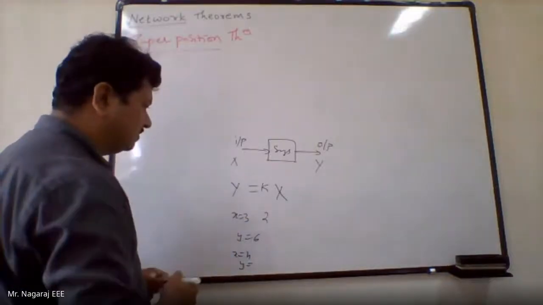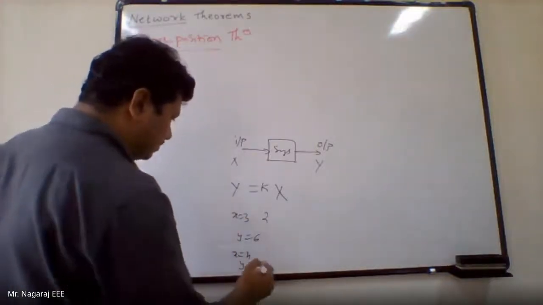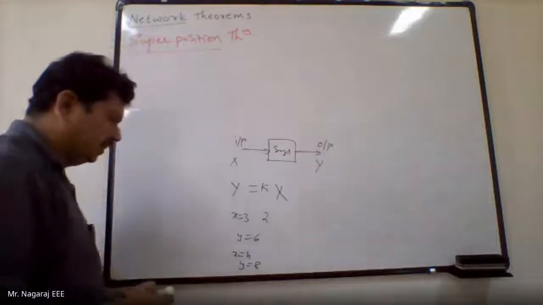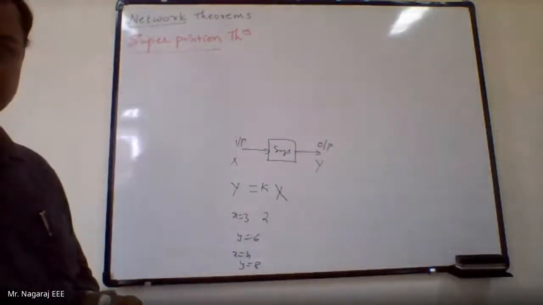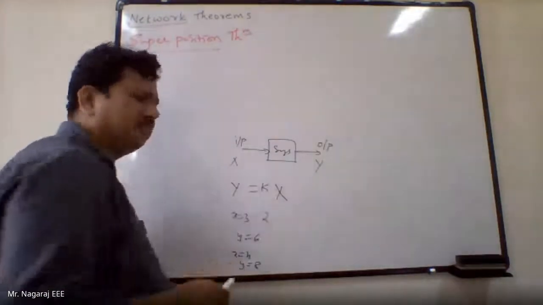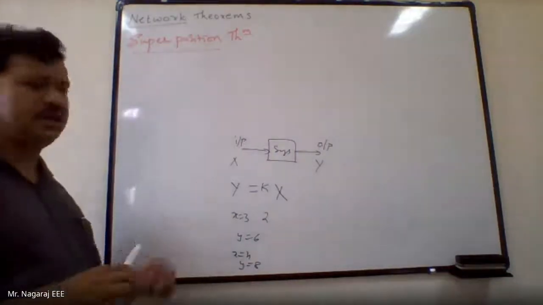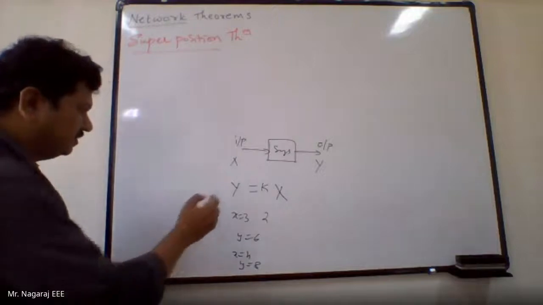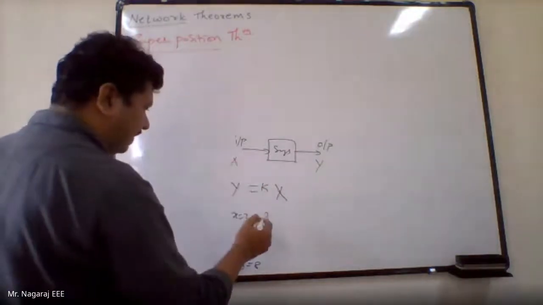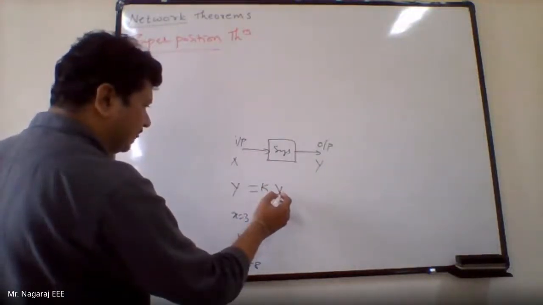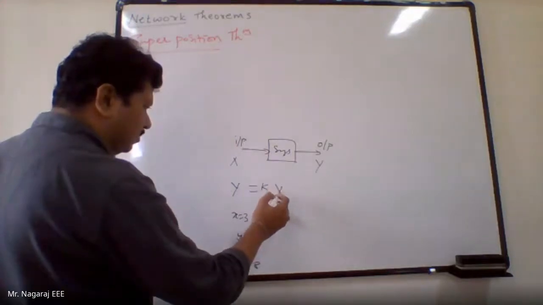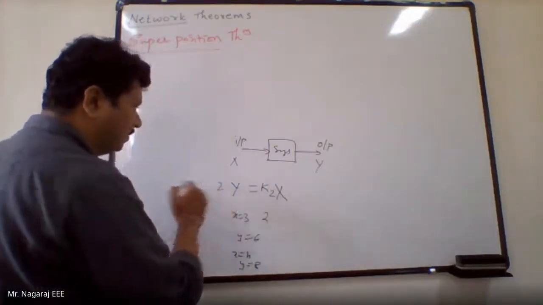Output equal to k into x. So y is equal to 8. So output is proportionally changing with respect to input with some constant of the system. So this is linearity. Now suppose x is the input. Now if I change x to 2x, then output will become 2y.